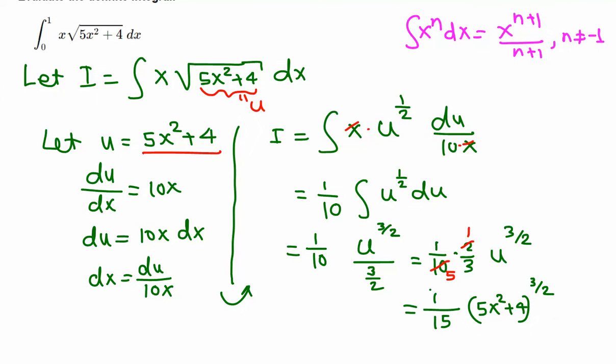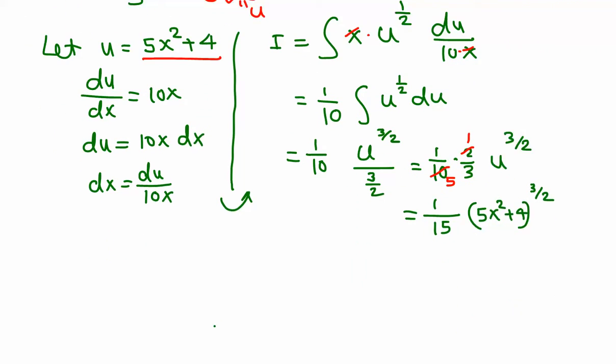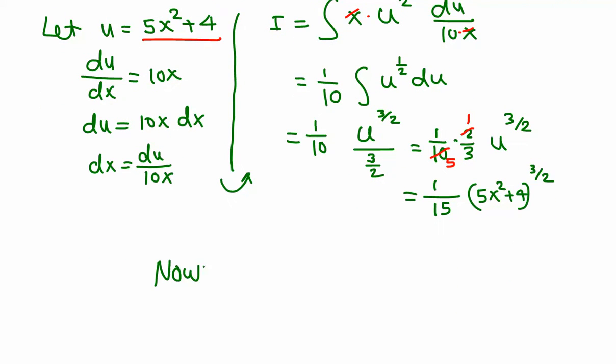Now we need to evaluate this at the limits 0 and 1. Okay, finally this indefinite integral, we need to go from 0 through 1. So we evaluate this function at upper limit 1 minus evaluate this at lower limit 0. So 1/15 is constant independent of these limits. These are x values, so we can pull 1/15 all the way outside.